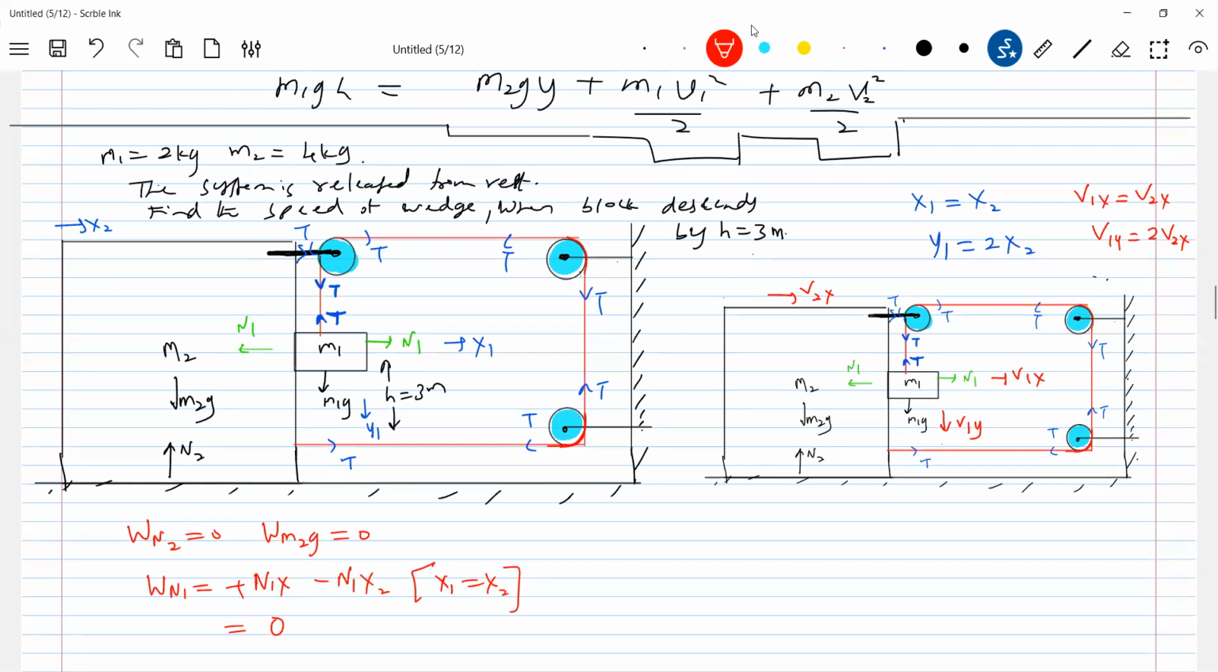Got it? Similarly, come to the tension. Net work done by tension. Tension does negative work on the block M1, so minus T into y1. Then what about the tension at the wedge? Tension is acting at two points, here as well as here, so 2T into x2. I'm just showing the method to solve. You can apply this for almost all the wedge constraint problems. So look at the constraint equation: y1 equal to 2x2.